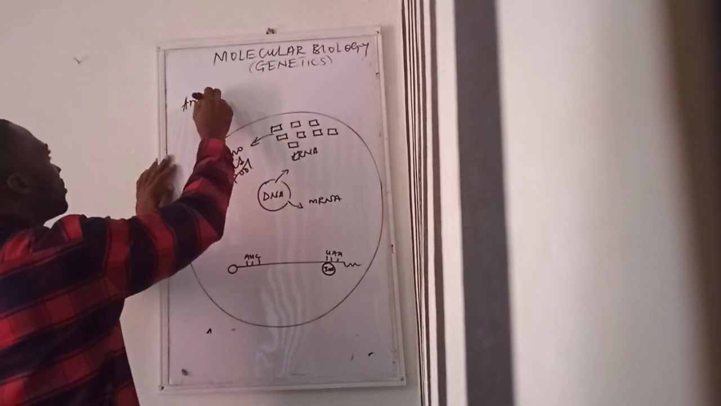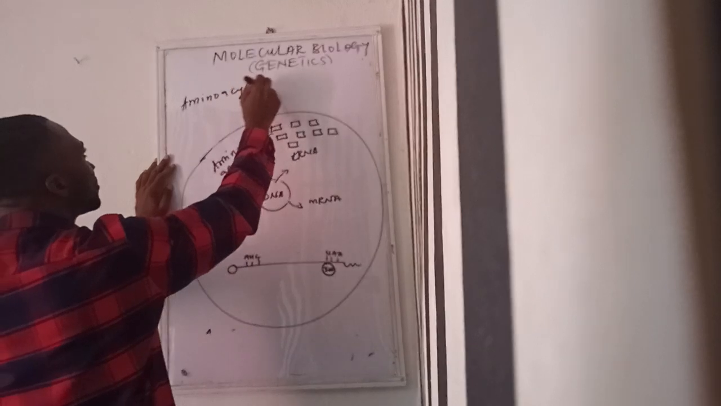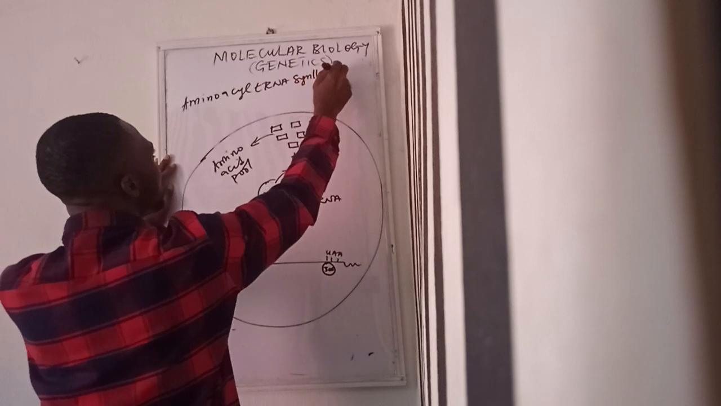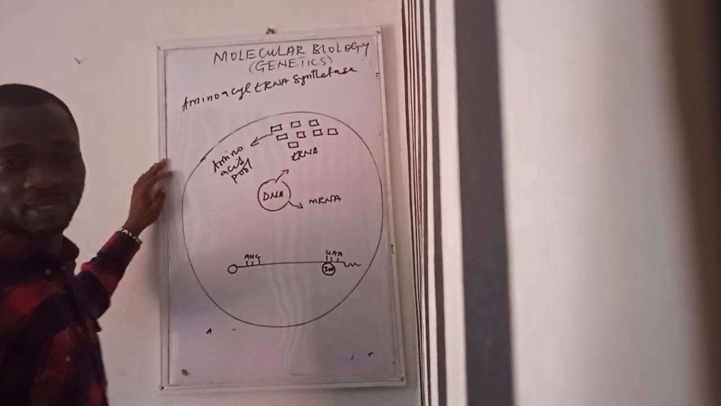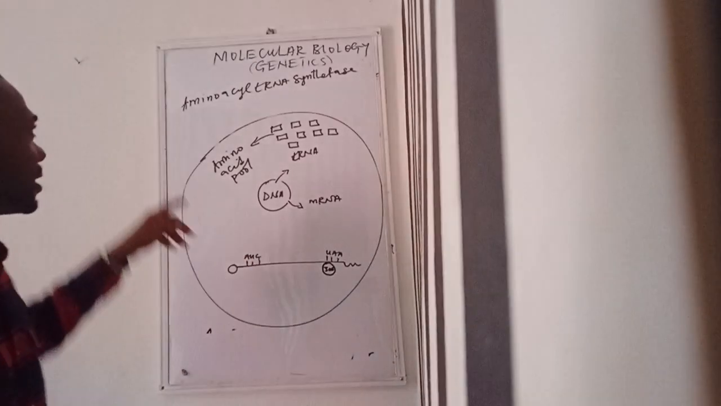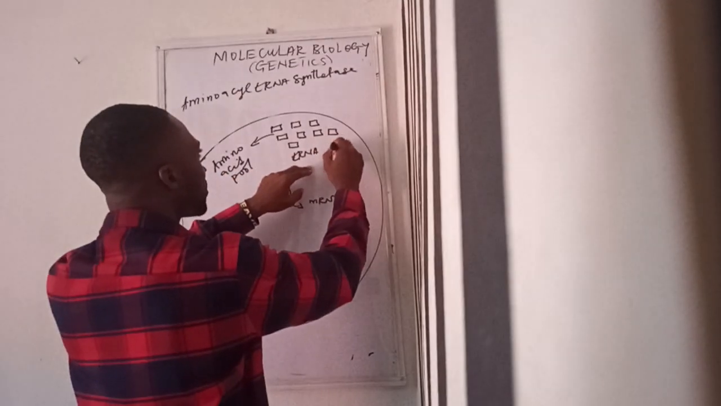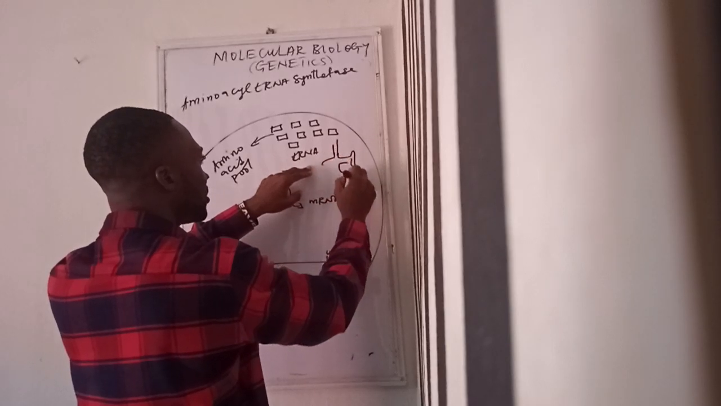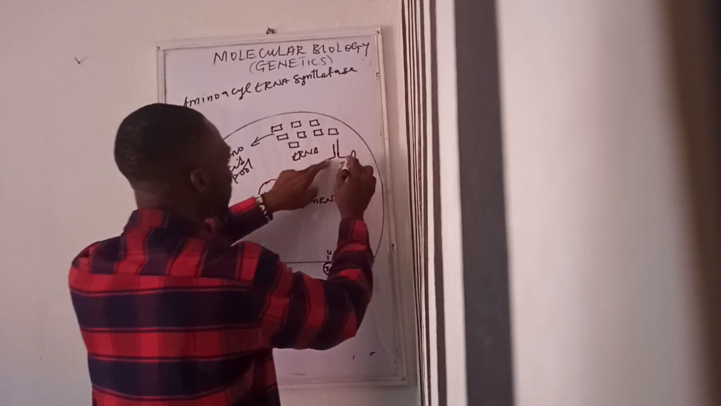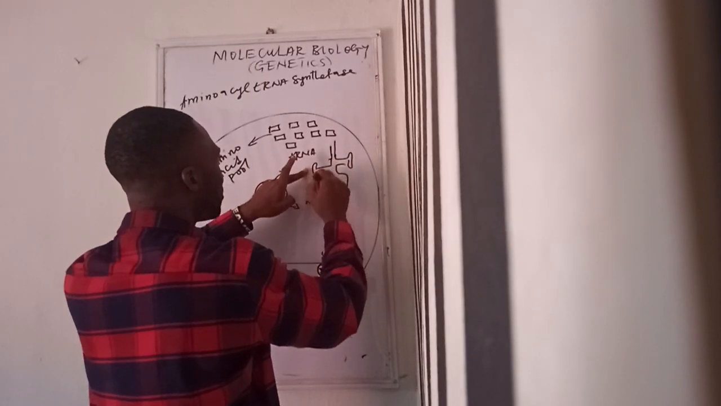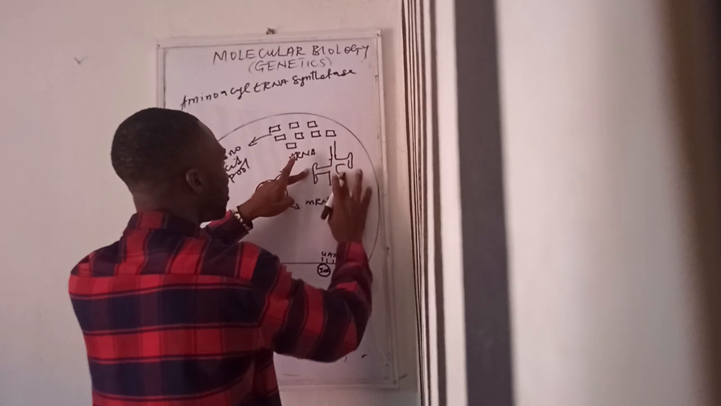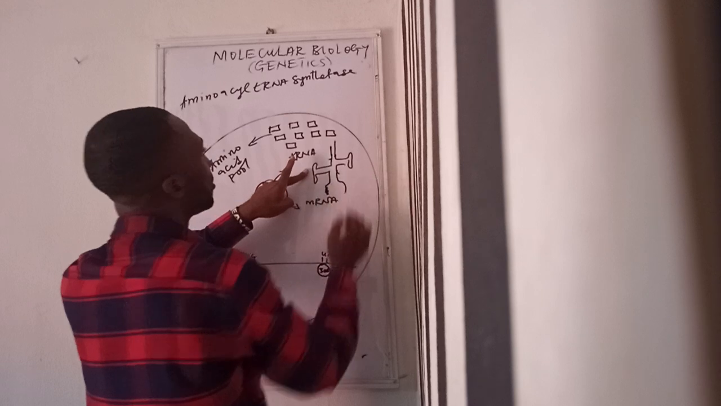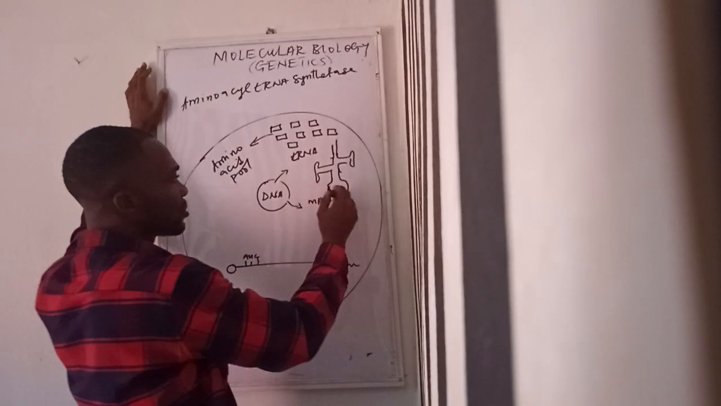Amino acid transfer RNA synthetase. This is the enzyme that helps in the positioning, because I've already drawn the structure of transfer RNA in our previous class. So you can see, this is the structure of transfer RNA.